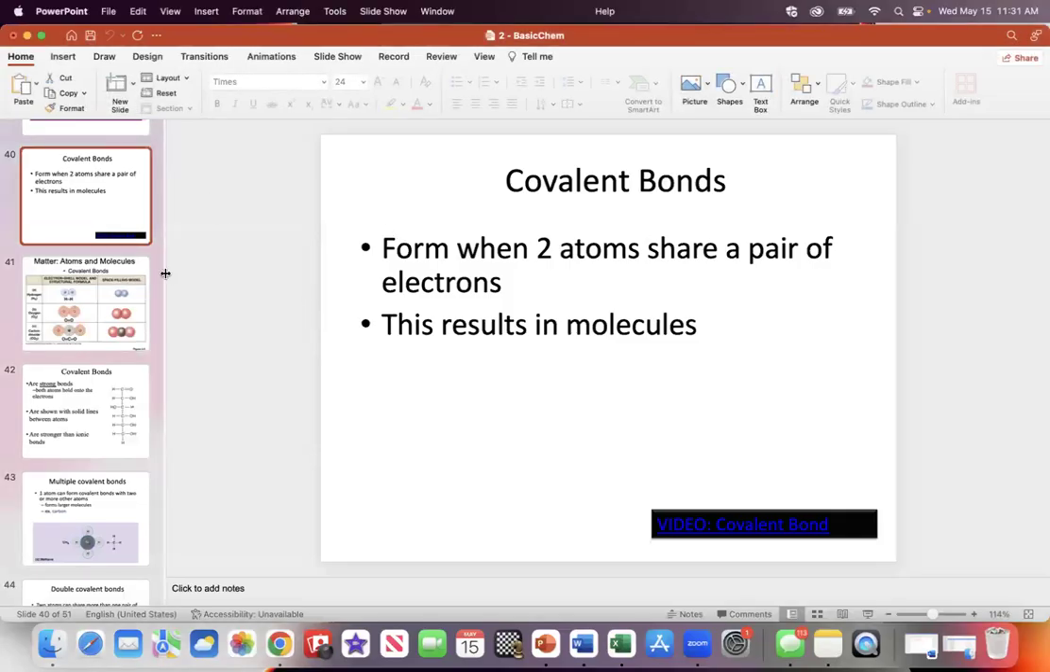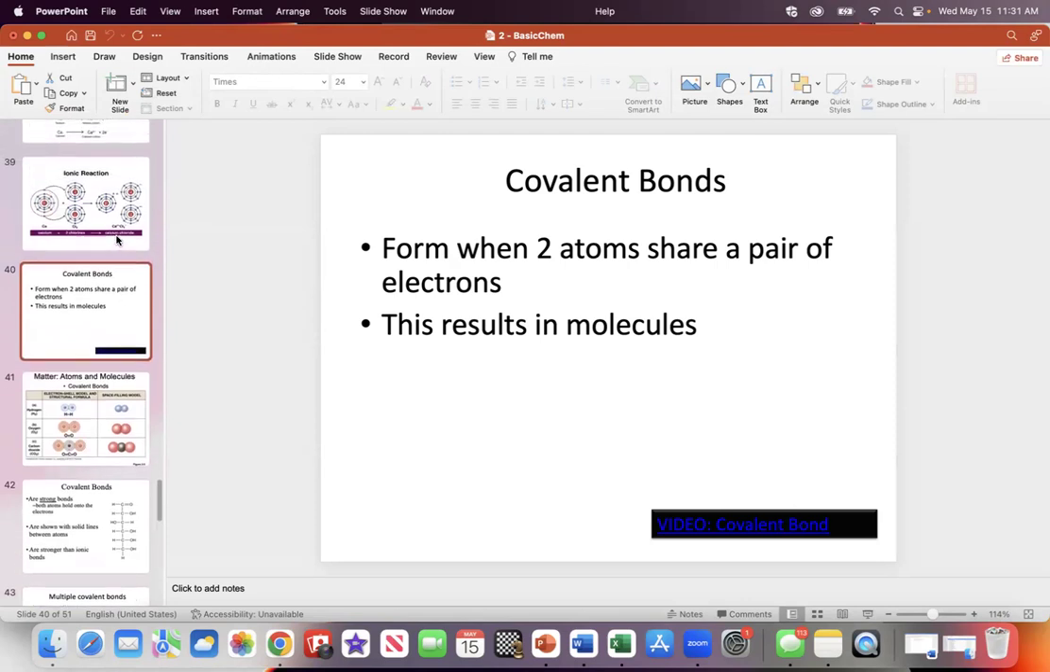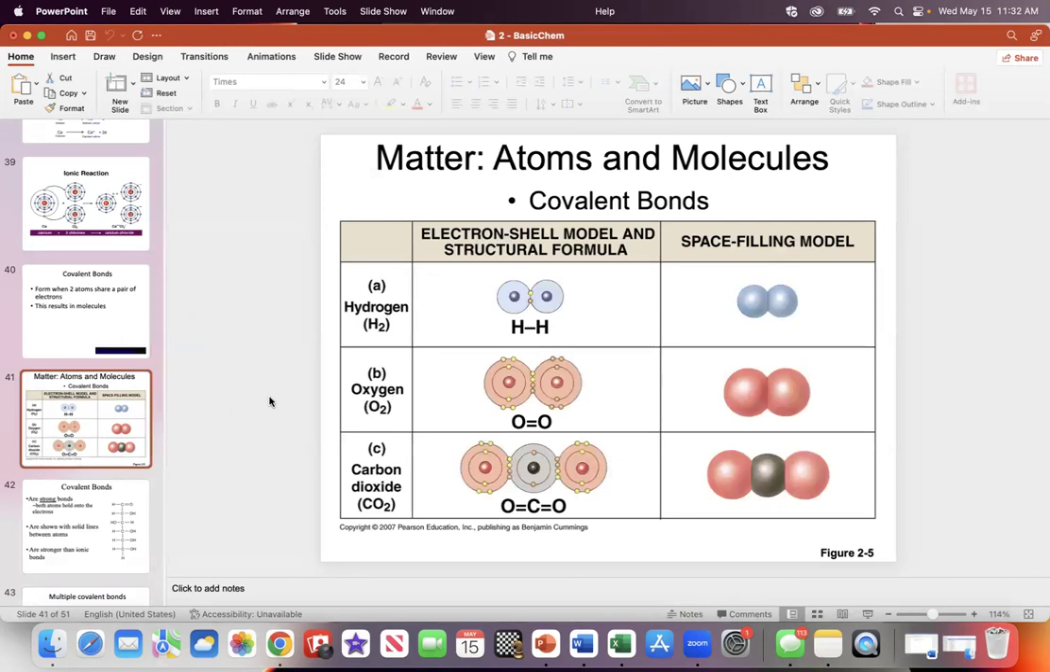Okay, let's keep going. Before the break, we talked about the ionic bond. Now let's look at the second kind of bond. It's called the covalent bond. Definition of covalent bond: a covalent bond is electron sharing. They share electrons. Okay, let's look at the example.